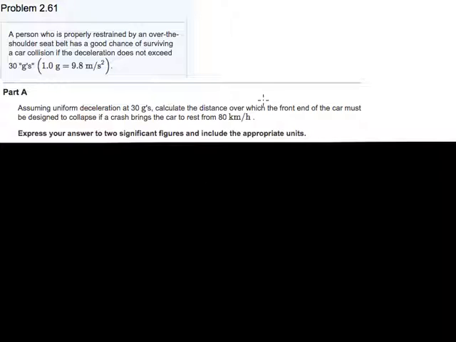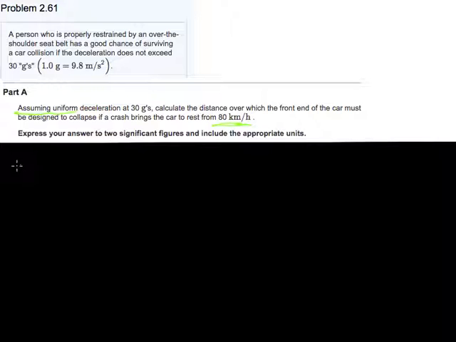So we've got to look at a couple things. We have a uniform deceleration, so we're assuming uniform acceleration. So our kinematic equations come into play for constant acceleration. It's uniform. It's keeping the same rate of deceleration. Calculate the distance over which the front of the car must be designed to collapse if a crash brings a car to rest at 80 kilometers per hour.